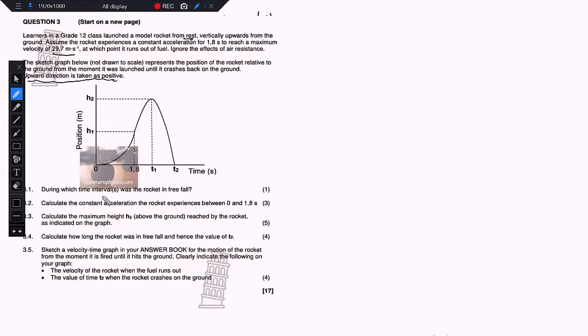Then during which time interval was the rocket in free fall? Now we are told that from point 0 to 1.8, this was moving at constant acceleration, and then at that point it had an engine, right? It had not run out of fuel, so the engine or whatever it is that's in there, it's propelling the rocket for 1.8 seconds, right? But then after 1.8 seconds, it runs out of fuel.